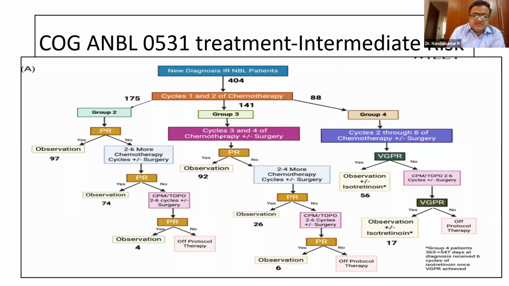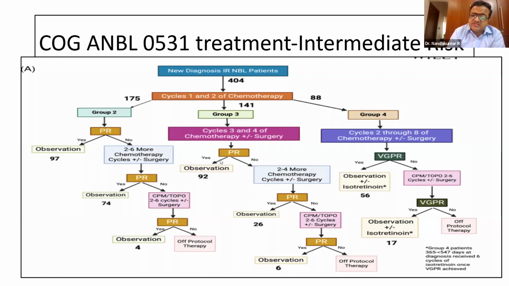Now the other group, wherein you give 3 to 4 cycles of chemotherapy, can also be observed if you attain partial response. Similarly, slightly higher risk patients will require the entire 8 cycles of chemotherapy, and you expect a little better response, which is a VGPR. VGPR is a very good partial response, where you need more than 90% response from the primary assessment. So the learning point from this slide is that a subgroup can get away with 2 cycles, another group you can give 4 cycles, another group you need 8 cycles with adequate response.